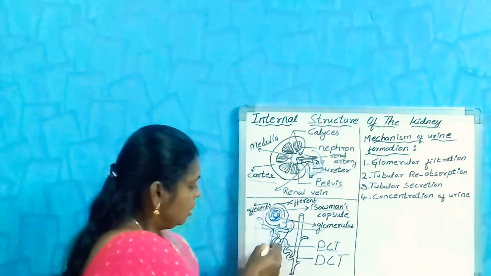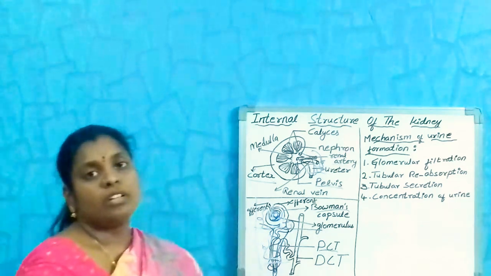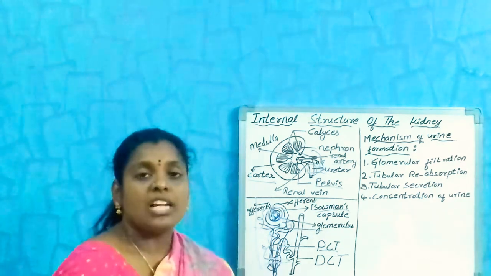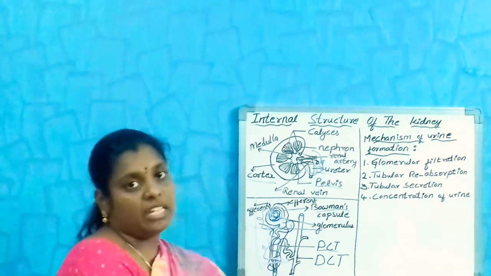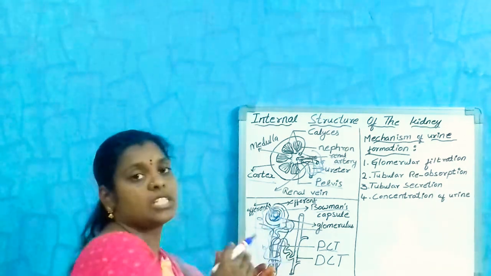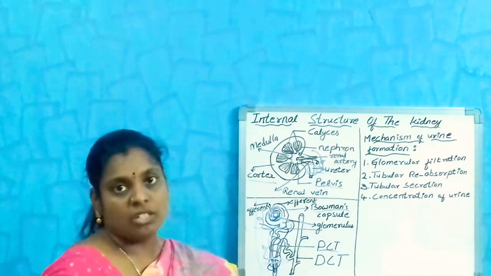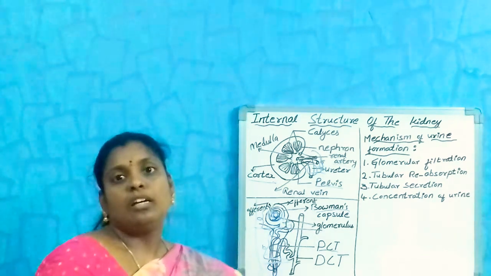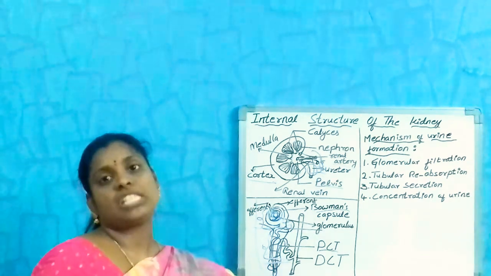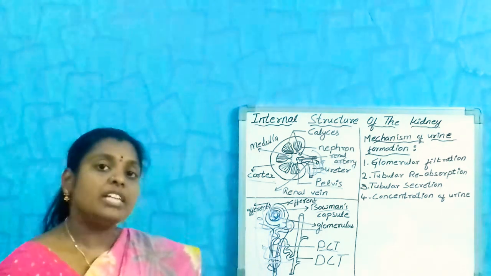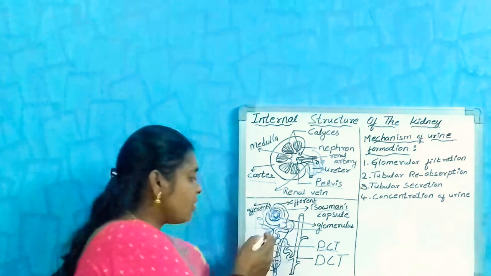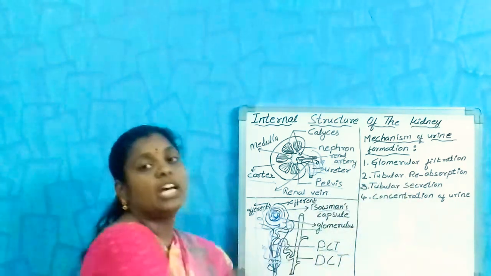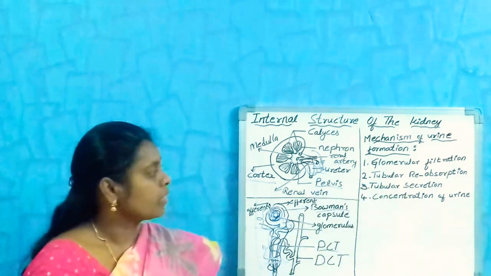So the important substances like calcium, potassium, etc., which are filtered in the glomerulus, should not be wasted. So again the PCT will reabsorb these nutrients and send them back into the bloodstream. That's why we call it tubular reabsorption.